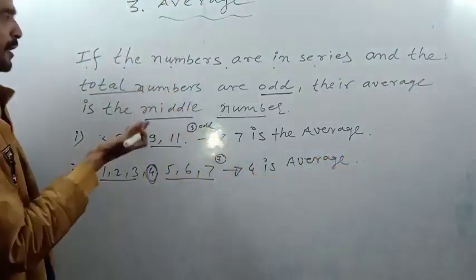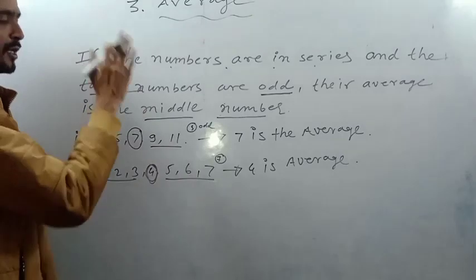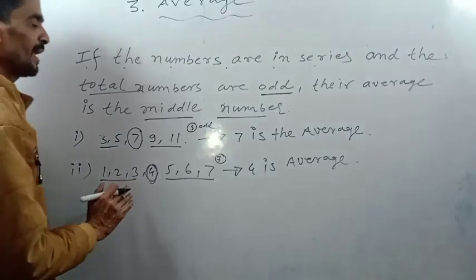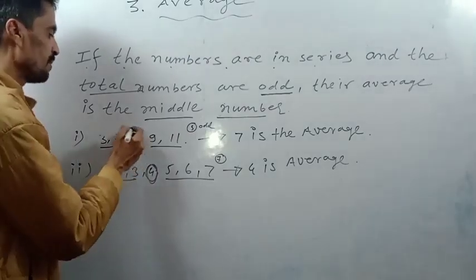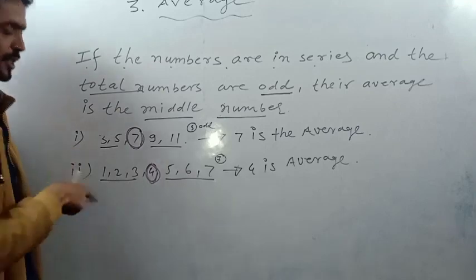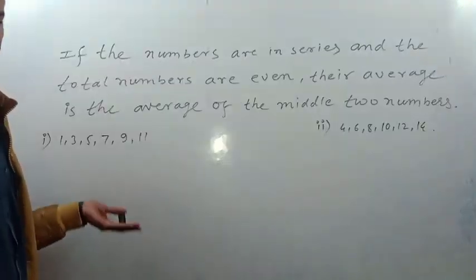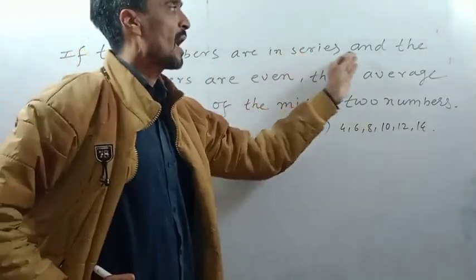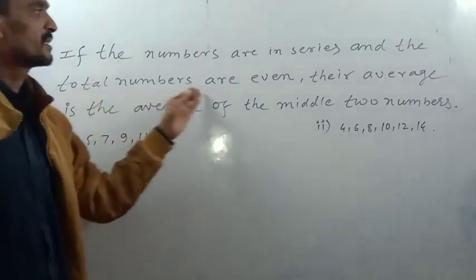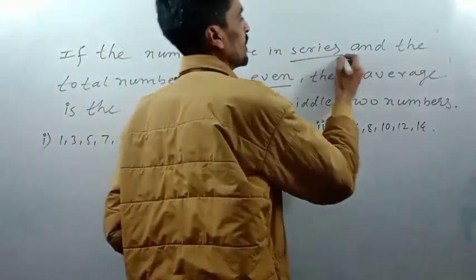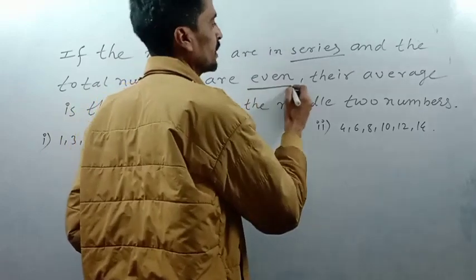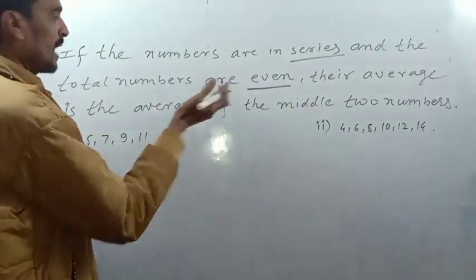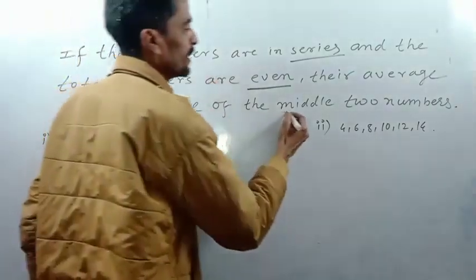Once again, what is the important point here in the average? If the numbers are in series and their total count is odd, then the average of that series will be the middle number. I hope you understood it clearly. Now the same as that earlier point: if the numbers are in series and the total count is even, first check the series and check that the total count is even. Then their average is the average of the middle two numbers.